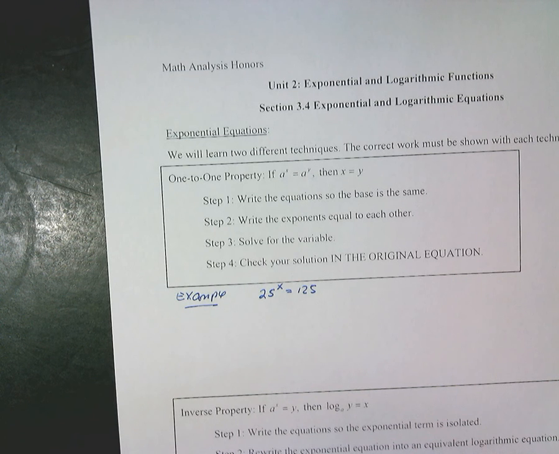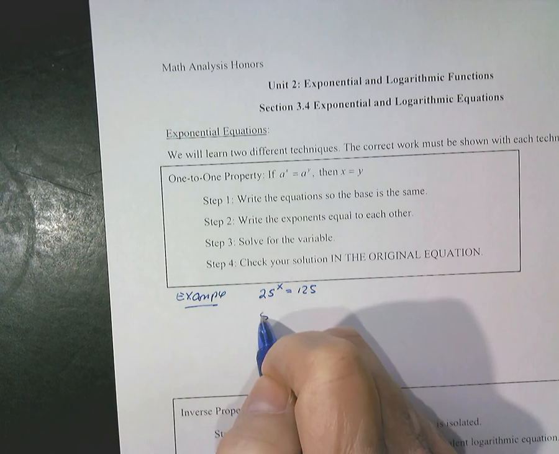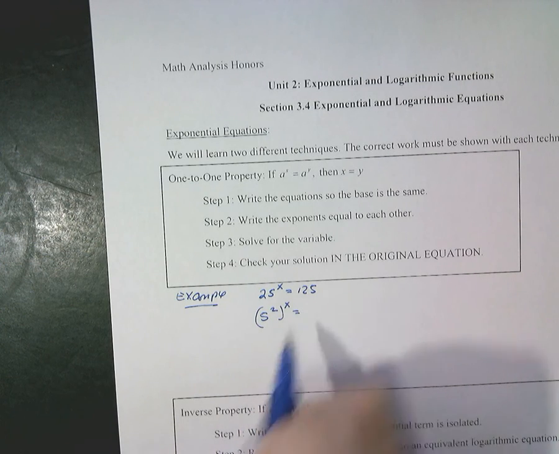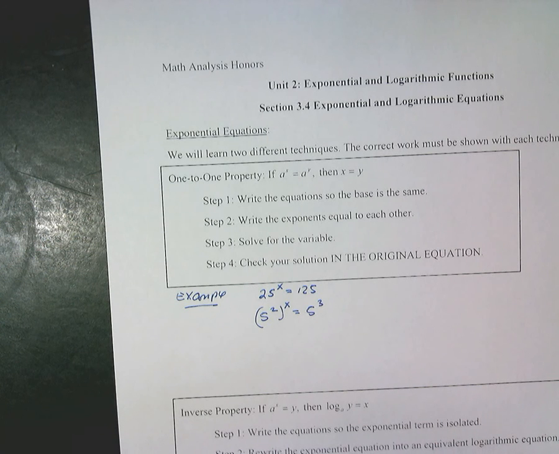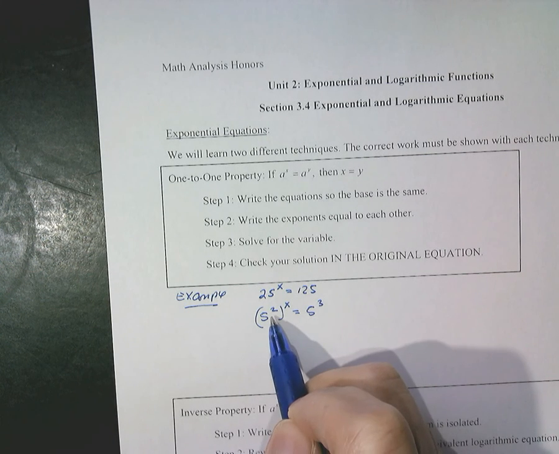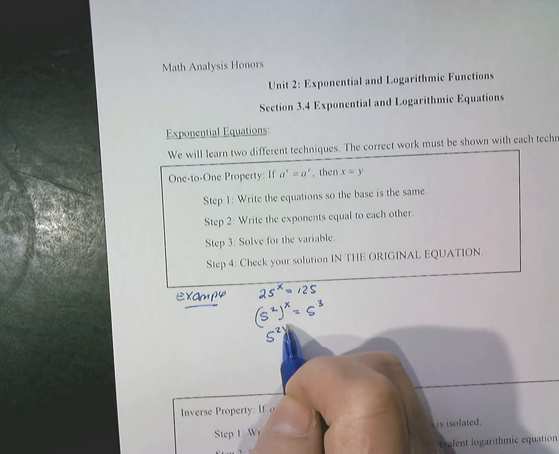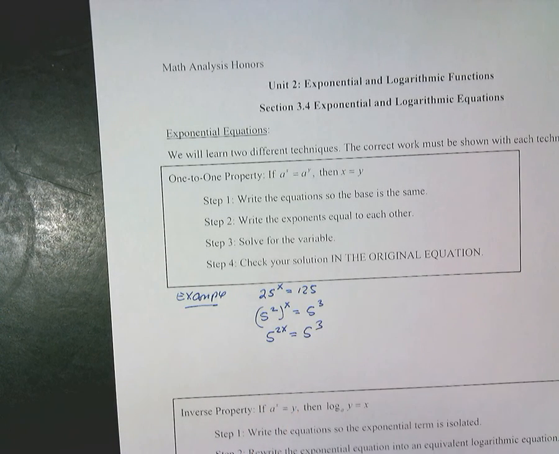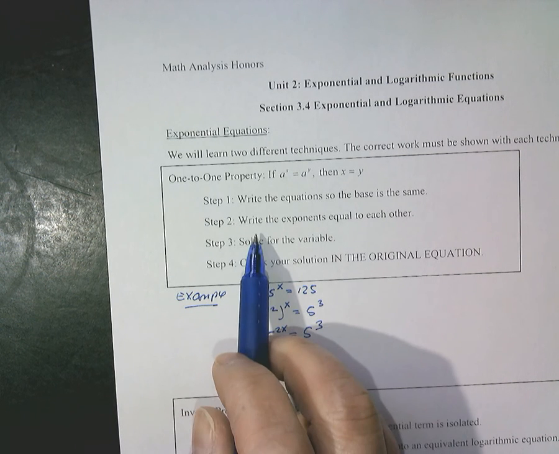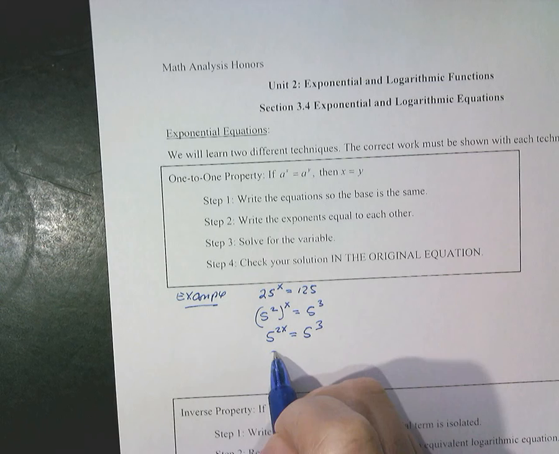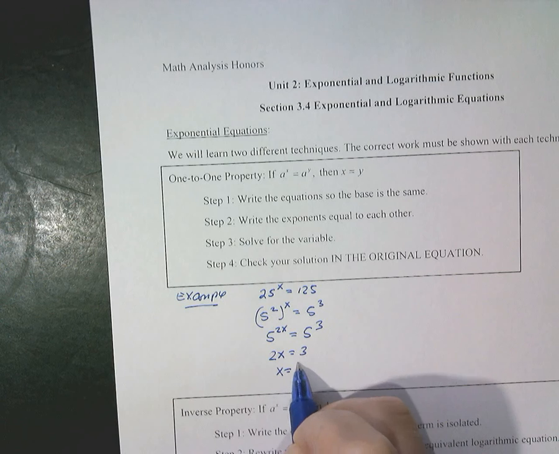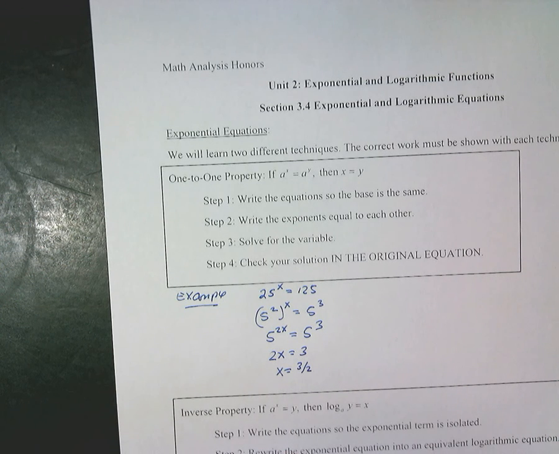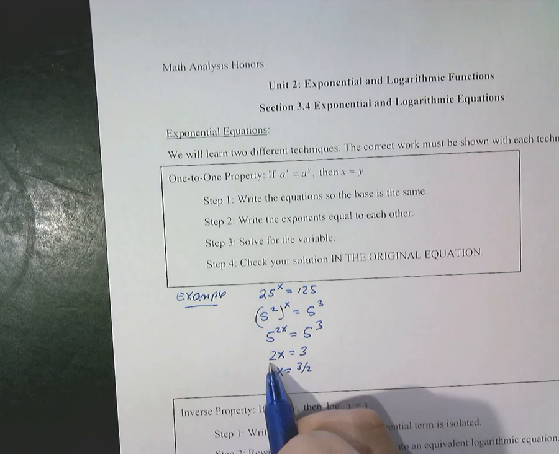So 25, I know I can rewrite as 5 squared. 125 is 5 cubed. Now I have the same base. From here it's algebra. When you raise to a power, you multiply. So I have 5 to the 2x equals 5 to the third. Now I can write the exponents equal to each other. So 2x equals 3. And I'm going to solve for x, so x is equal to 3 halves. During the live lesson, I want you to check it using your original equation, and I'll show you how I do that with the calculator.